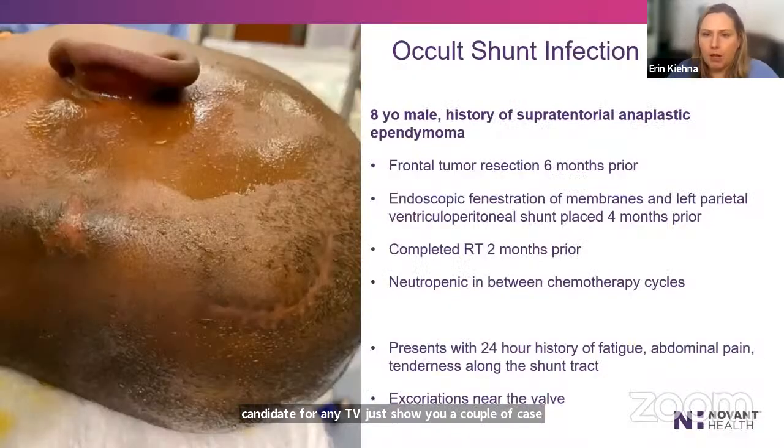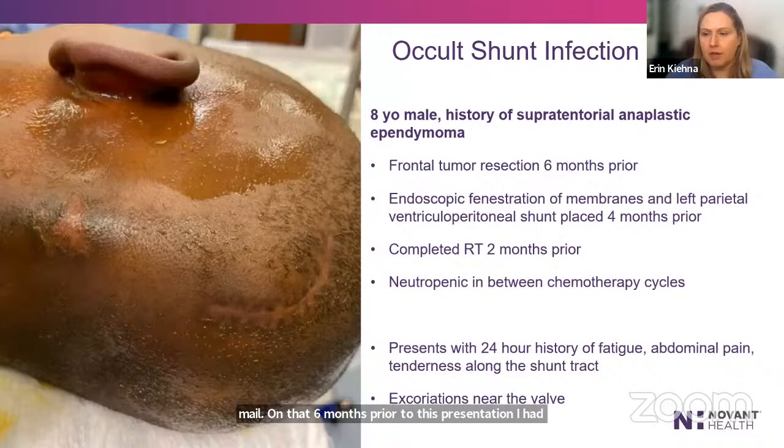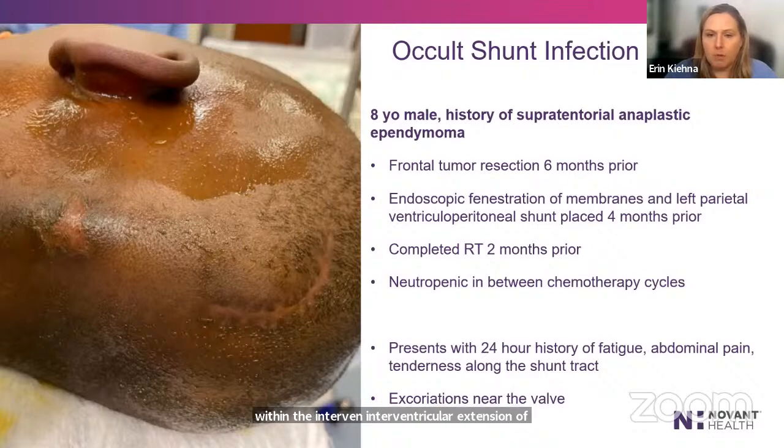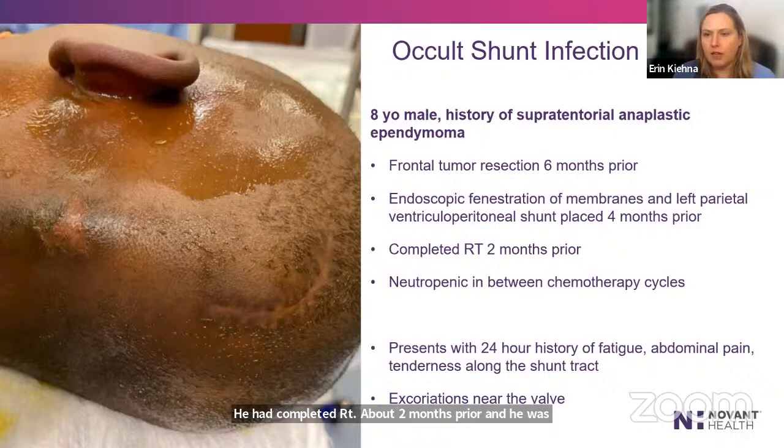This is an 8-year-old male that 6 months prior to this presentation, I had done a huge frontal craniotomy for a supratentorial anaplastic ependymoma. So, a big frontal lobe tumor plus intraventricular extension of it. And he actually got by shunt free for a bit. And then 4 months prior to this presentation, I endoscopically fenestrated some membranes and put in a VP shunt because he really needed to get on radiation and chemotherapy for treatment. He had completed RT about 2 months prior, and he was neutropenic in between chemotherapy cycles with COG.